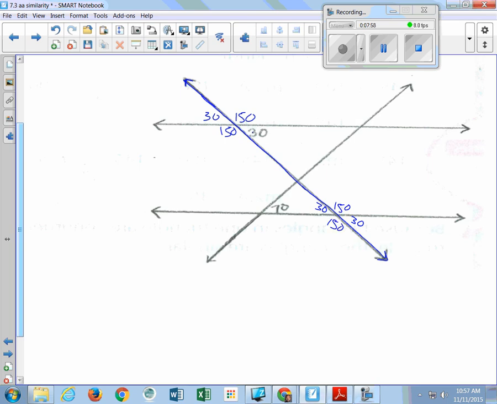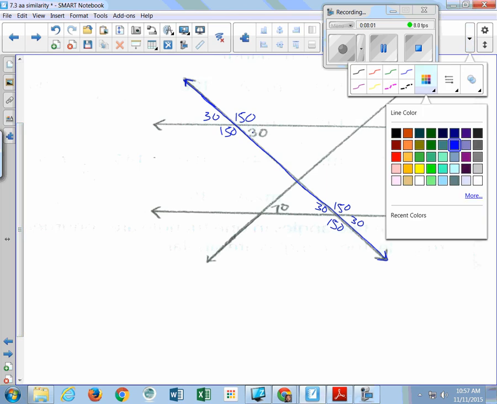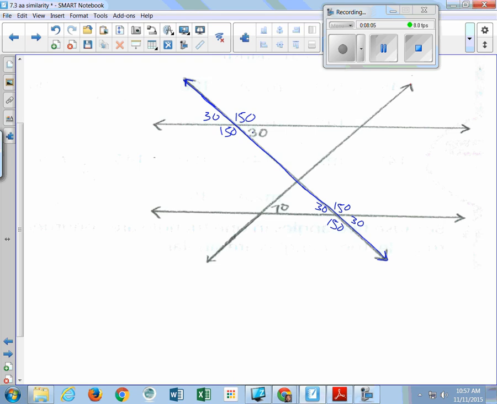Now let's do this other transversal in red. If that's 70, then that's 70. That's 110. So let's go over here and use our rules. See, this is same side interior, so that's 110. So that makes that 70, 70, 110.